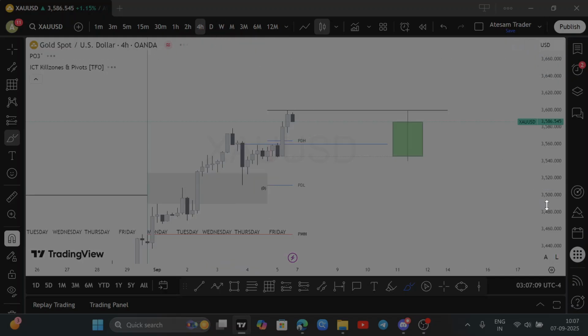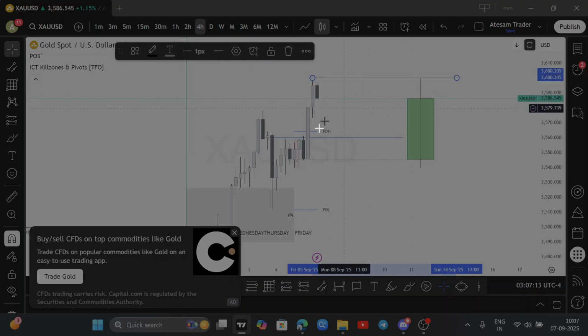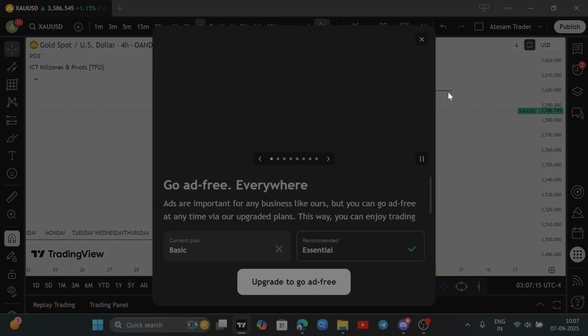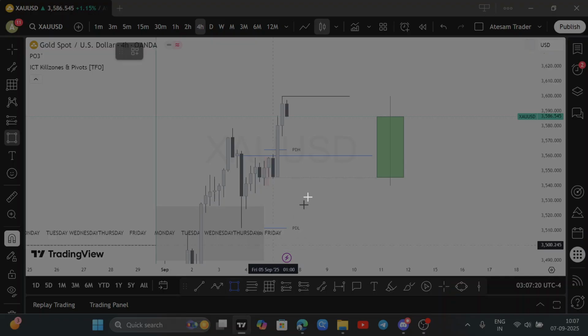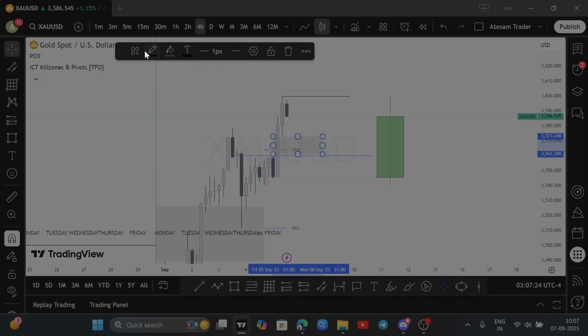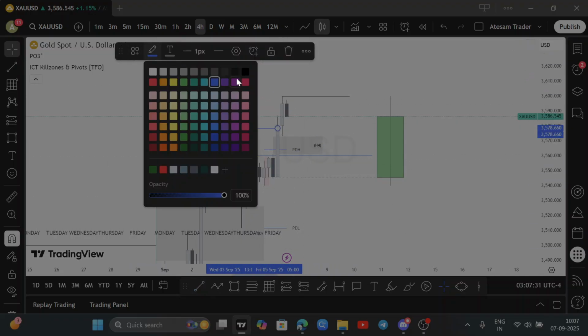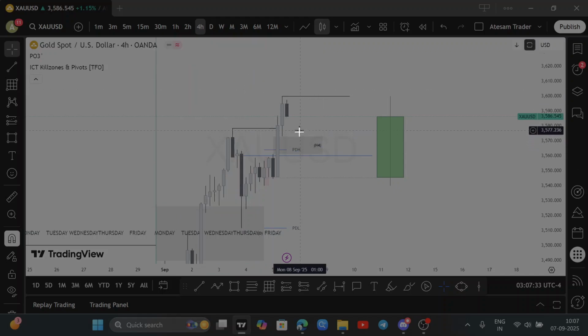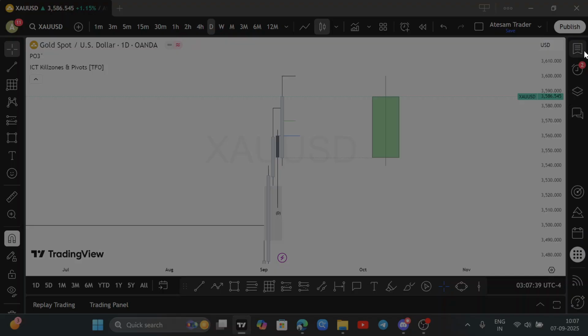Let's see if there is some kind of PDRA or not. PDRA means, it is the ICT terminology of premium and discount array, like key levels. Yeah, we have key levels. We have this H4 fair value gap, and we'll see. And also price is above these highs. Okay, we'll see. Gold, I look to buy if the daily profile aligns on Monday.